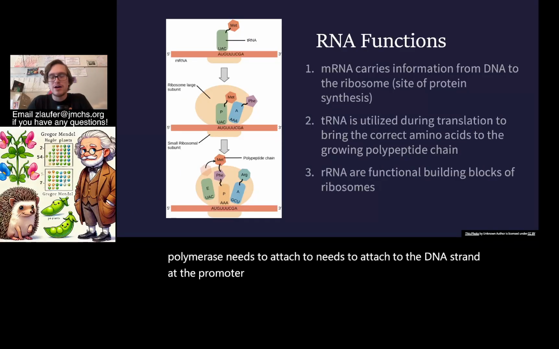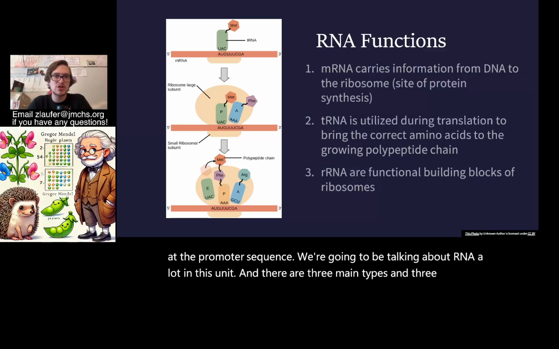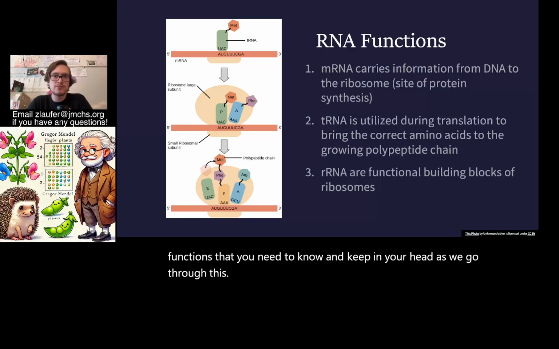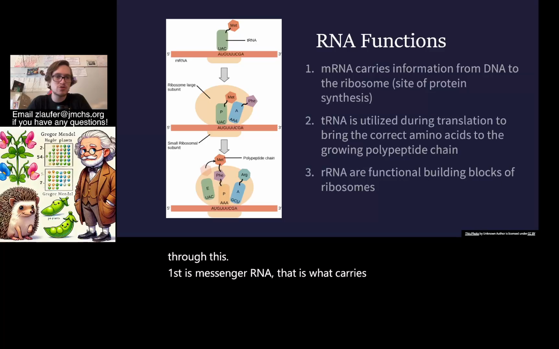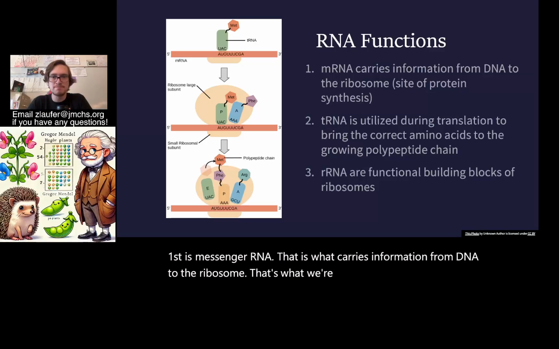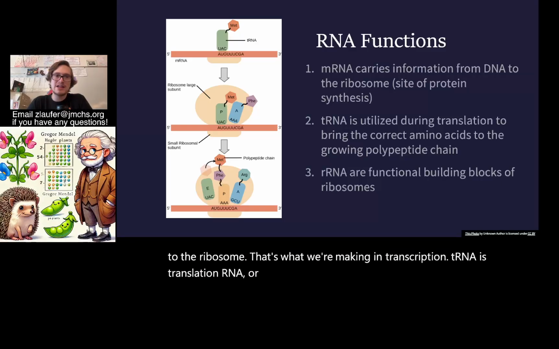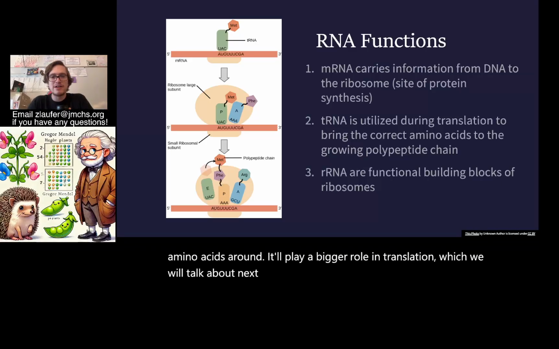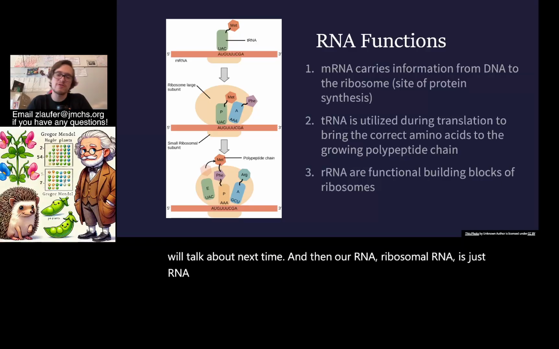So first thing that needs to happen is RNA polymerase needs to attach to the DNA strand at the promoter sequence. We're going to be talking about RNA a lot in this unit, and there are three main types and three main functions that you need to know and keep in your head as we go through this. First is messenger RNA. That is what carries information from DNA to the ribosome. That's what we're making in transcription. tRNA is translation RNA or transfer RNA, and it is the RNA that brings amino acids around. It'll play a bigger role in translation, which we will talk about next time. And then rRNA, ribosomal RNA, is just RNA that composes part of the ribosome.